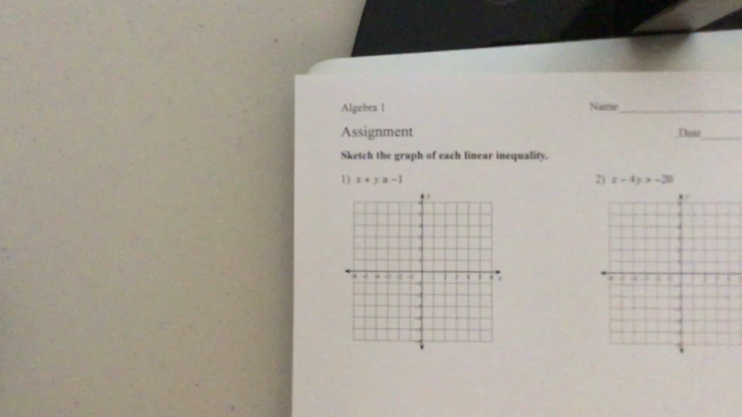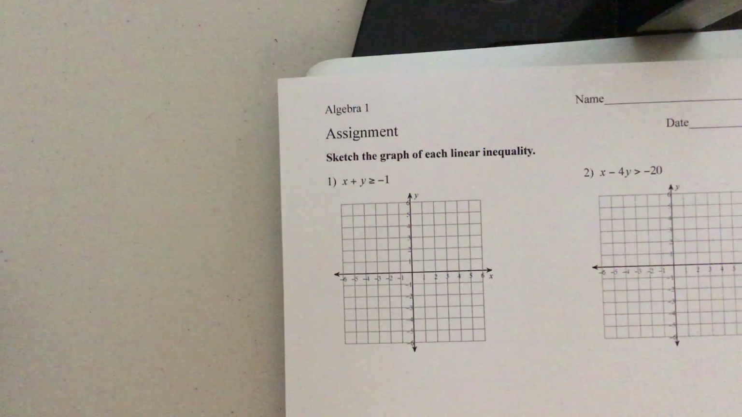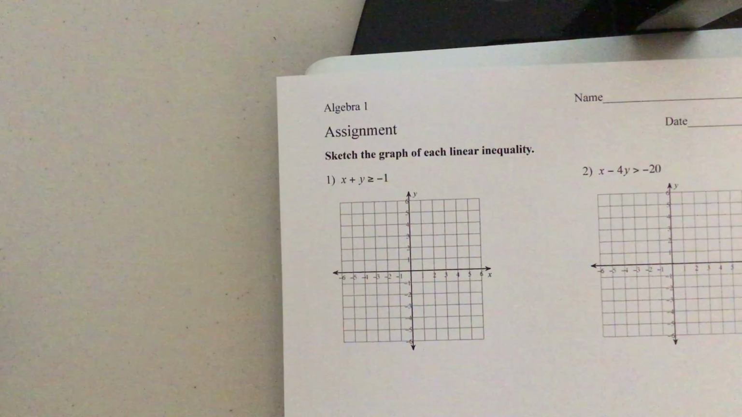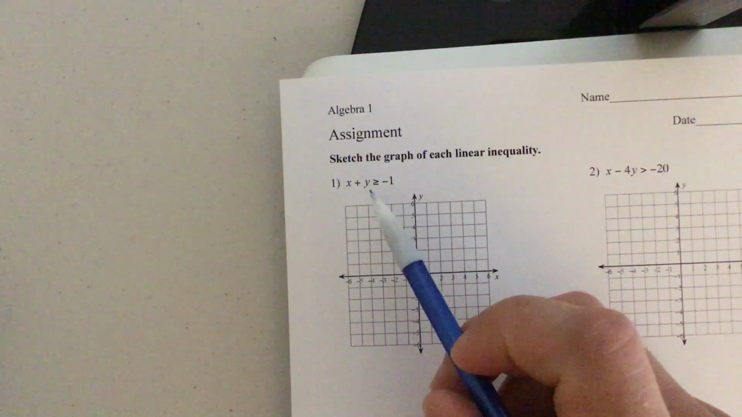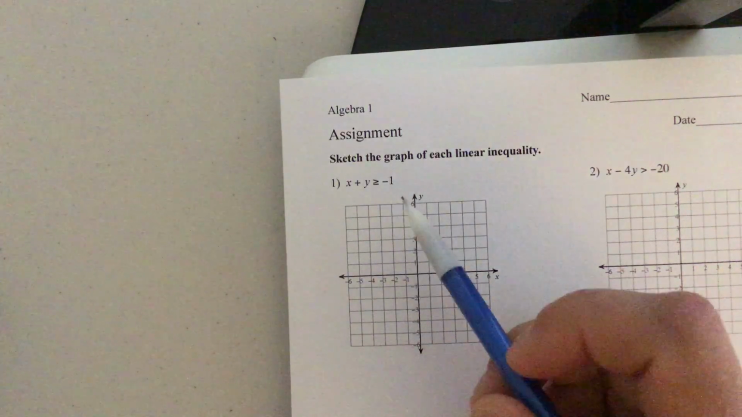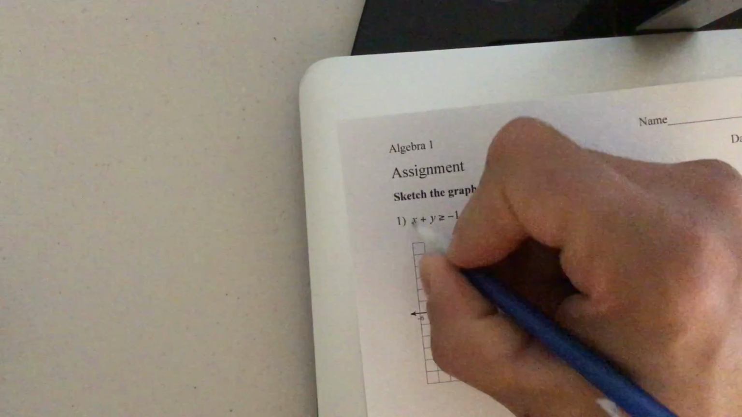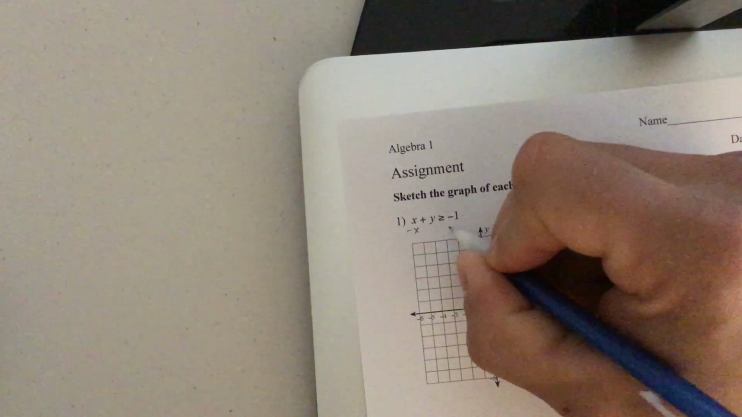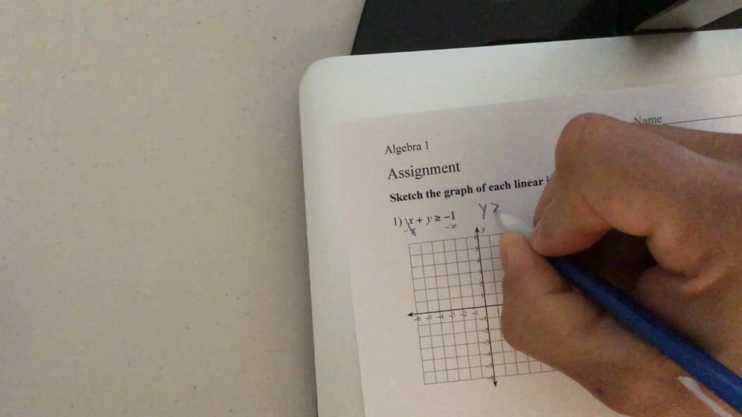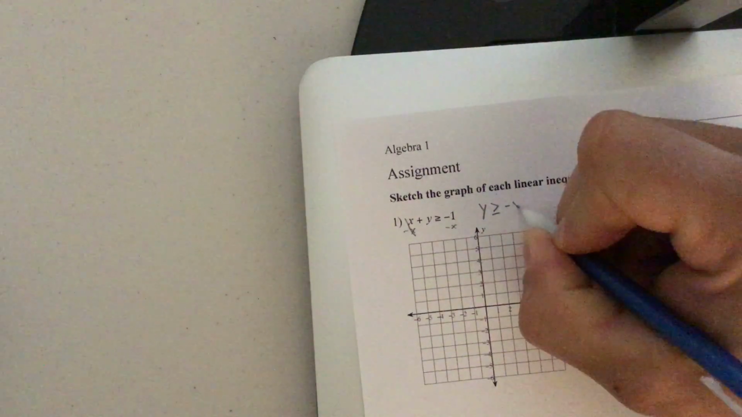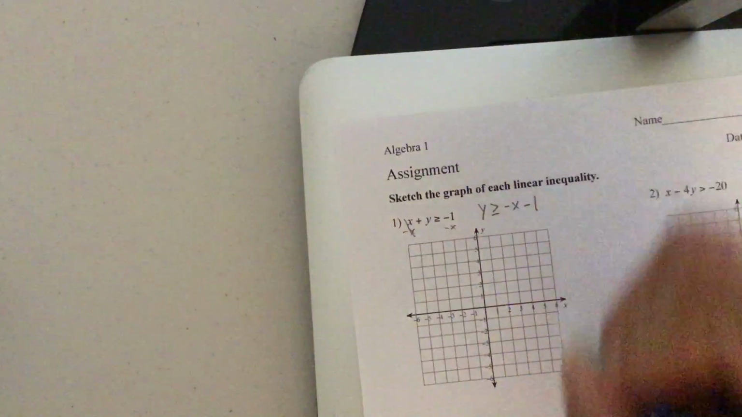Sketch the graph of each linear inequality. Unfortunately, in a problem like this, it's not solved for y. So we want to solve this for y. This is merely a review. So I'm going to subtract x from both sides. Those cancel. Sure enough, y is greater than or equal to negative x minus 1.